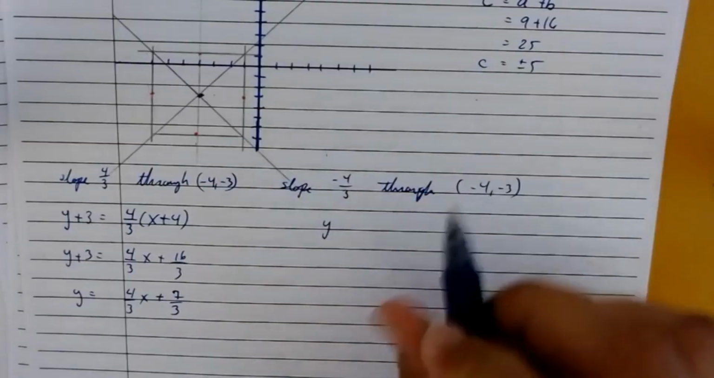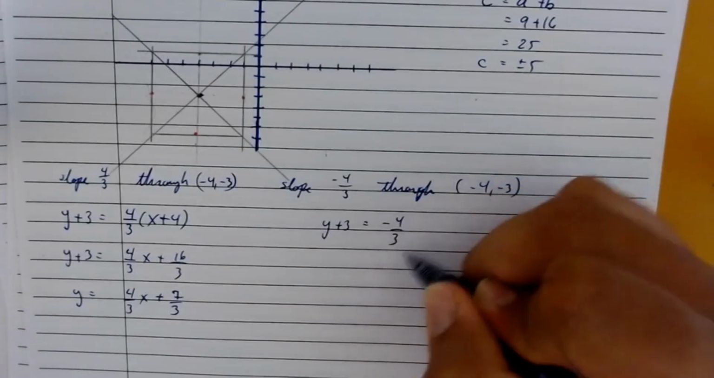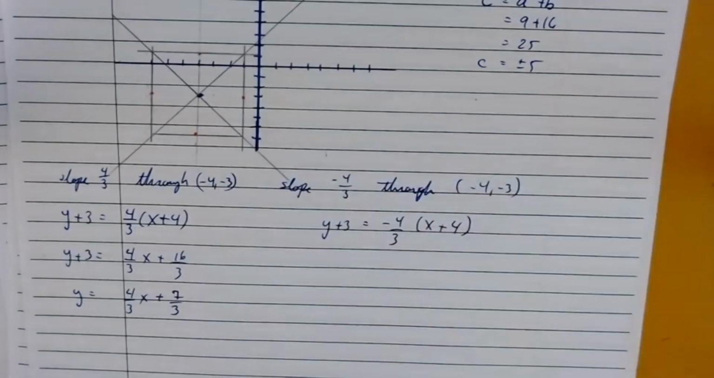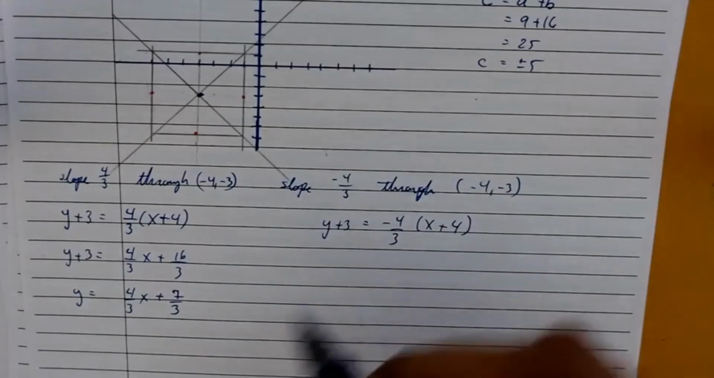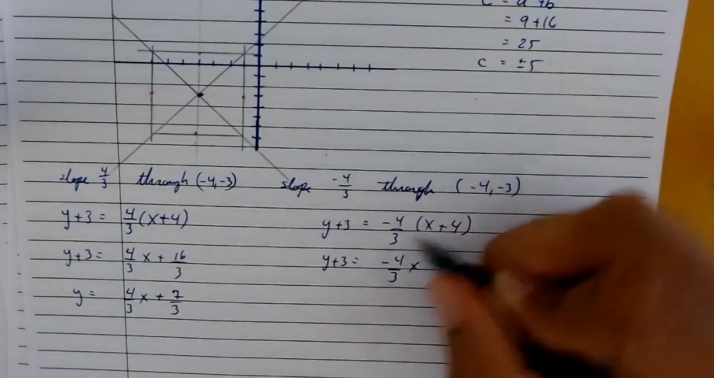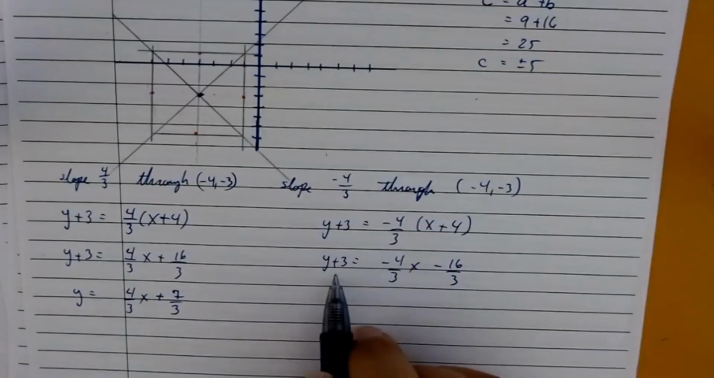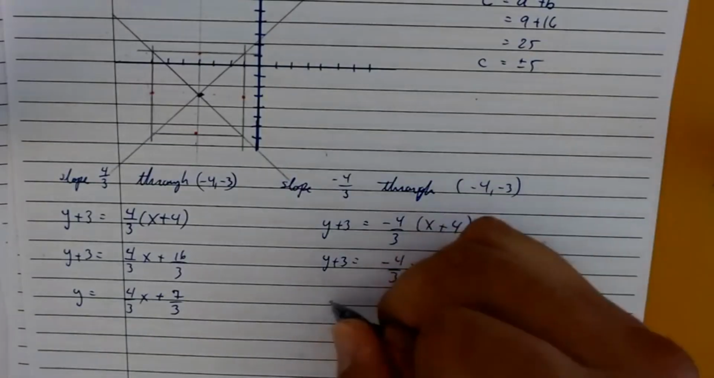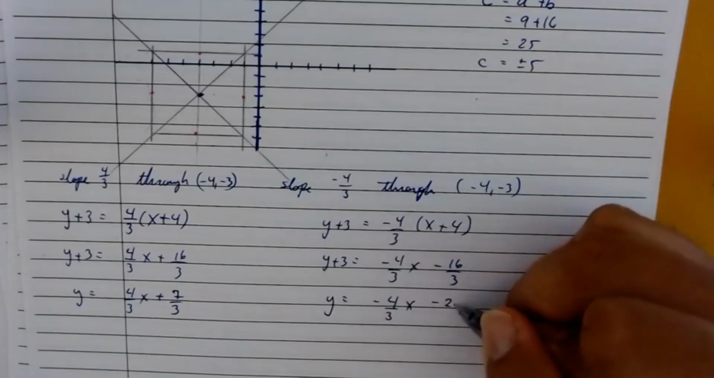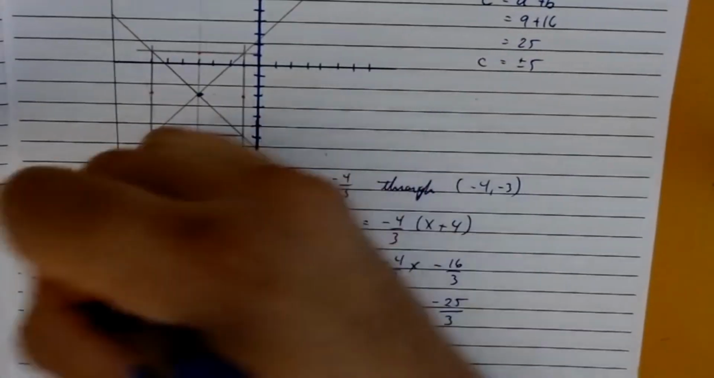Same thing with this one. y minus a negative 3, which is y plus 3, is equal to your slope, which is now a negative 4/3, times x minus your x value. Minus a negative 4, that's plus 4. You can distribute that value there, giving you y plus 3 is equal to negative 4/3 x. Positive times the negative, that's negative 16/3. And now if we subtract 3 over this way, that's going to isolate our y and give us negative 4/3 x minus 25/3. And so those are the two equations of our asymptotes.